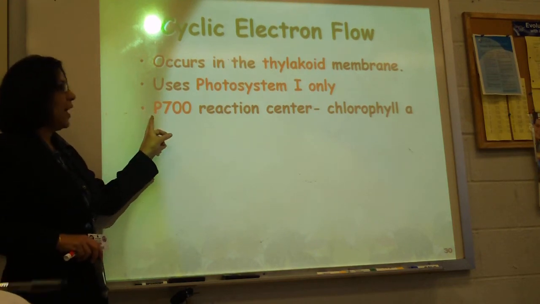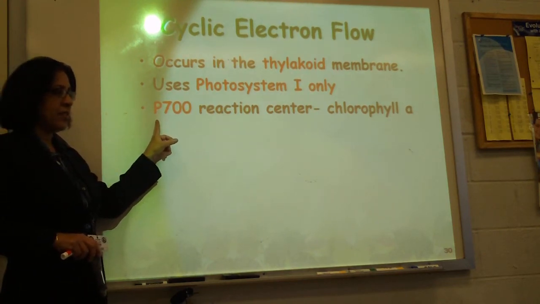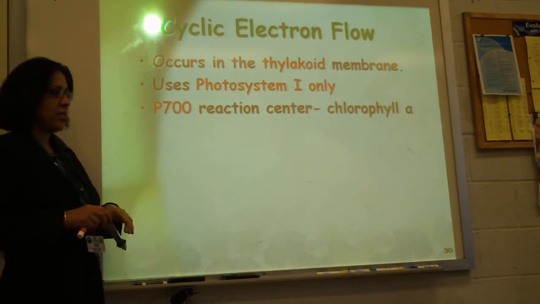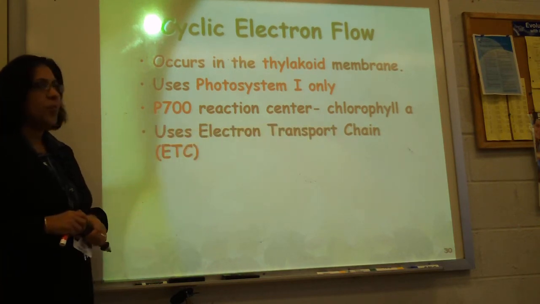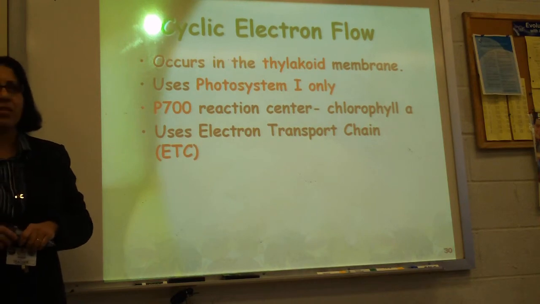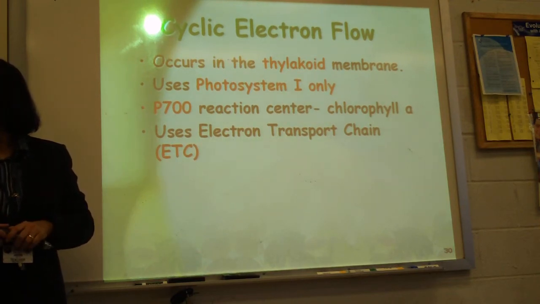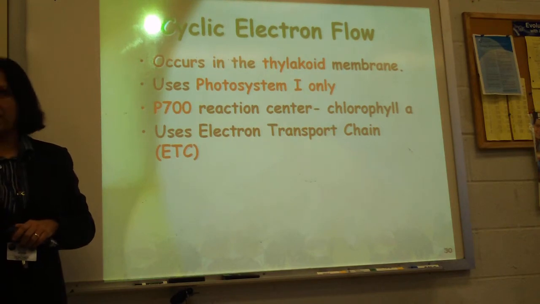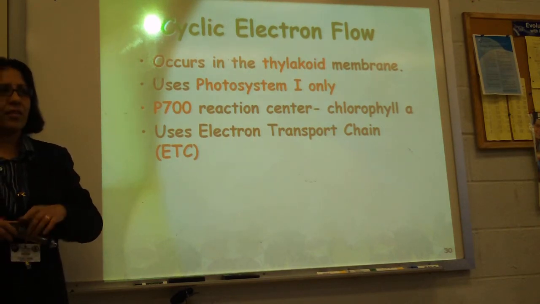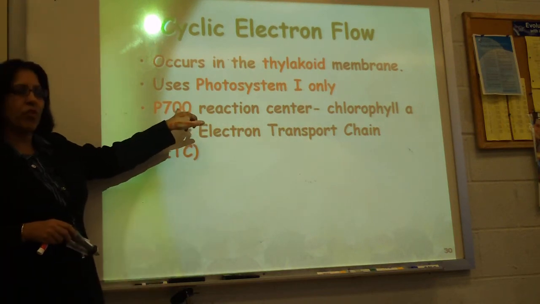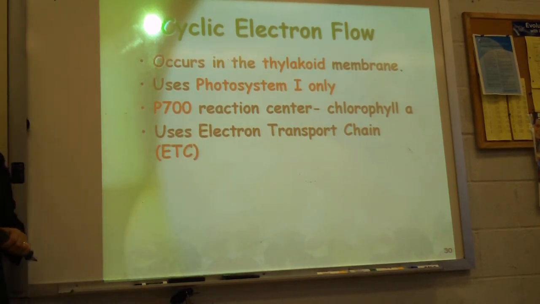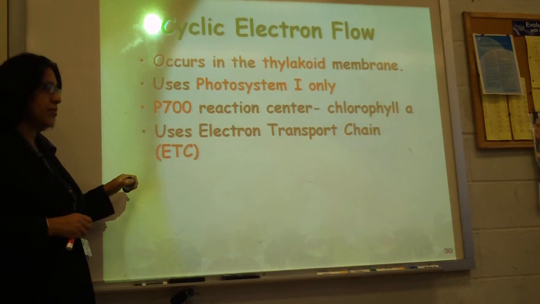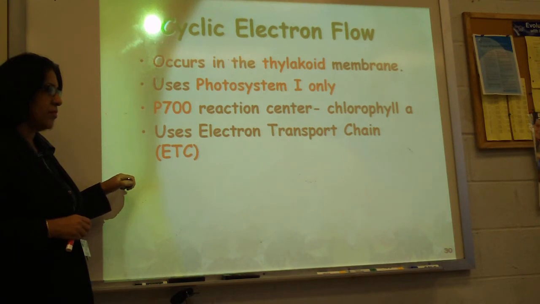The photosystem's reaction center has a chlorophyll A molecule that absorbs, and it would be P700. What does P700 mean? It's the number, the nanometer. So it absorbs that particular wavelength, this reaction center. The energy generated in the cyclic electron flow is ATP.